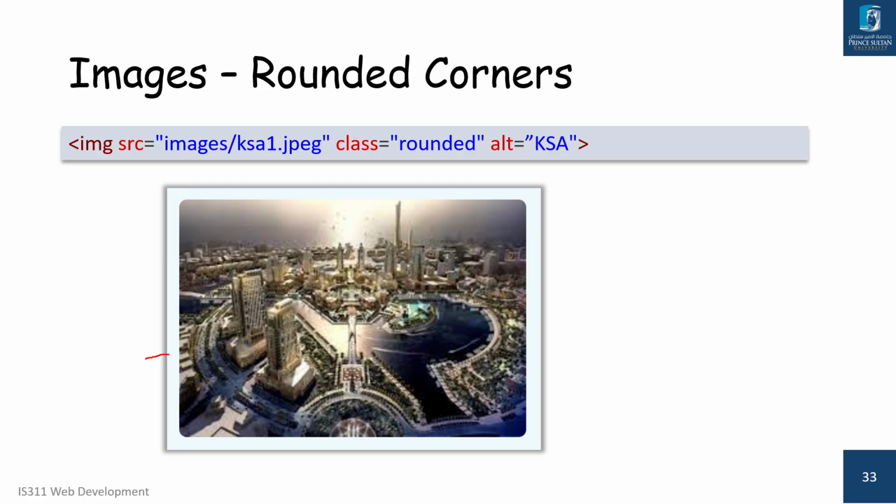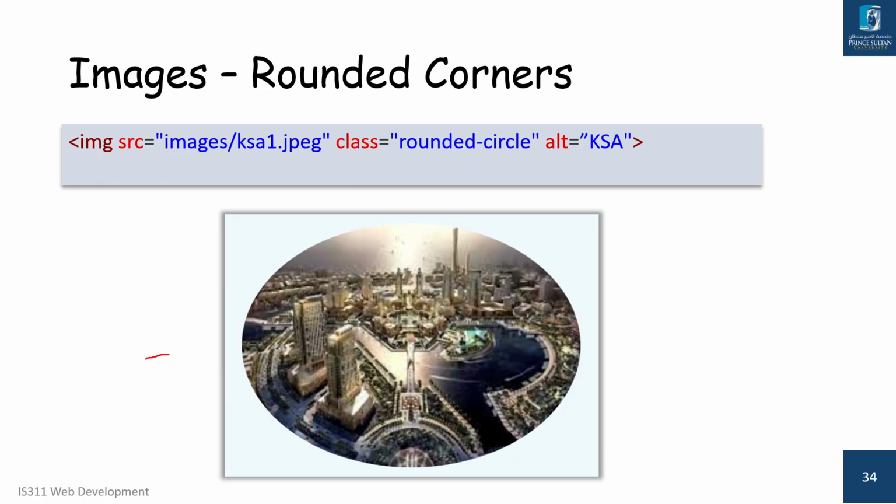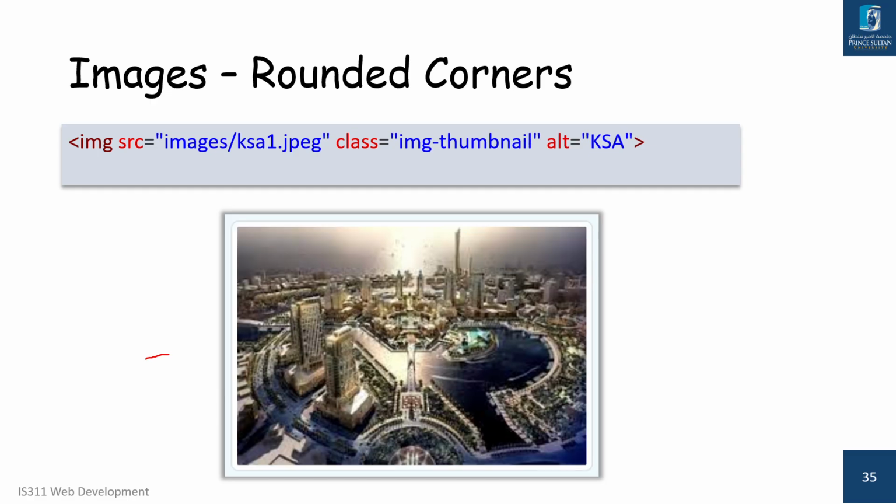Anyway, so the corners are rounded. But if I say rounded dash circle, it will make it more circular. So we are not doing anything. We are just tracing image source, and then we are applying the class. So it automatically makes that a more circular image.